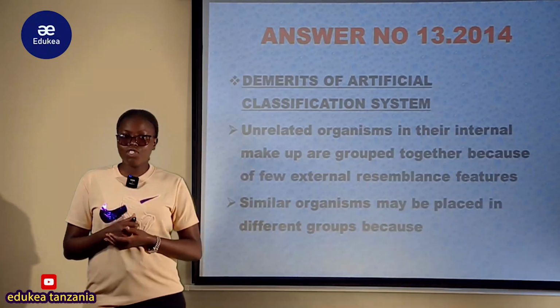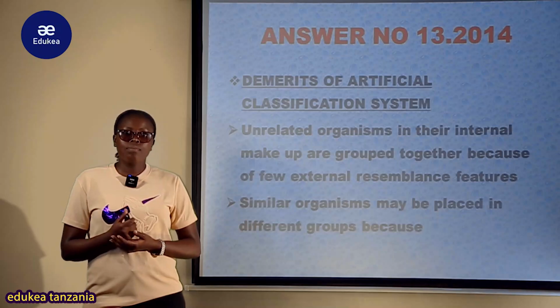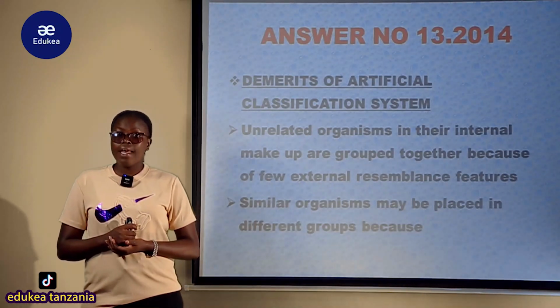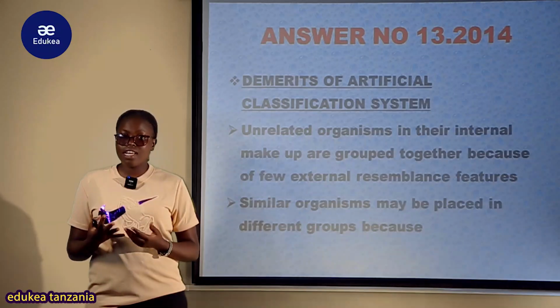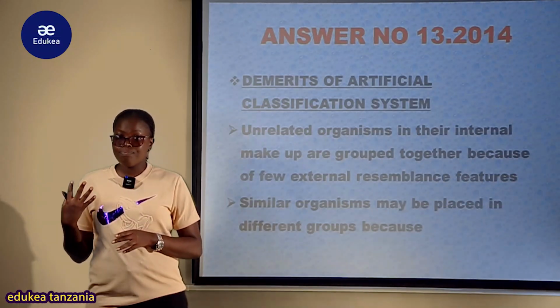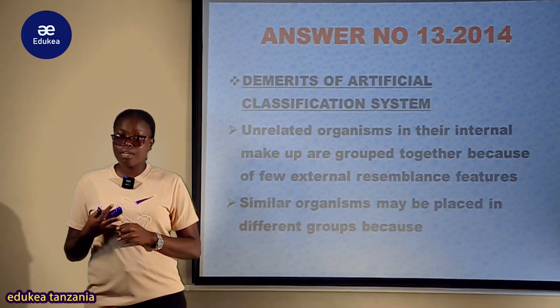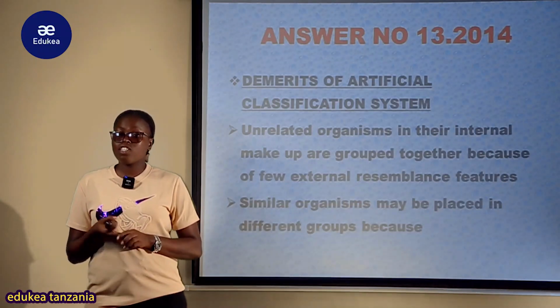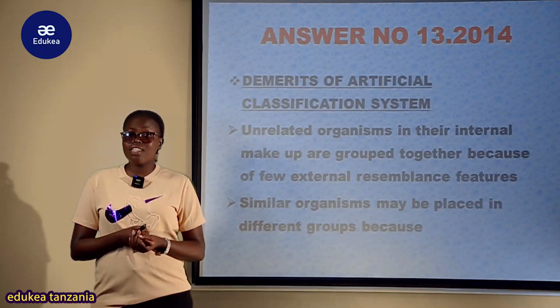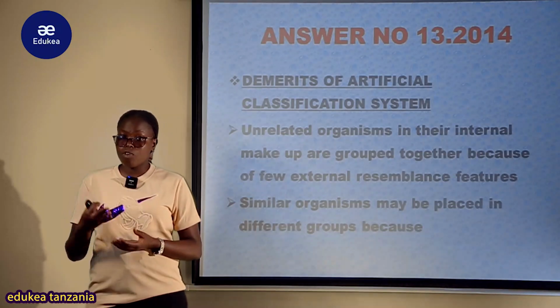The demerit of the artificial classification system. Since it is based on the few observable features which organisms have in common, for example, the presence of wings, you see that bats, insects, bees and birds are classified into the same group because of the possession of wings. Lakini in reality these organisms are not of the same group.